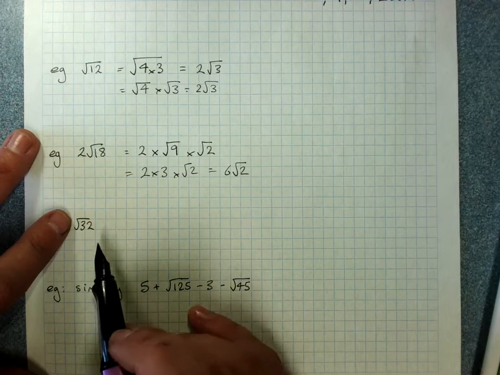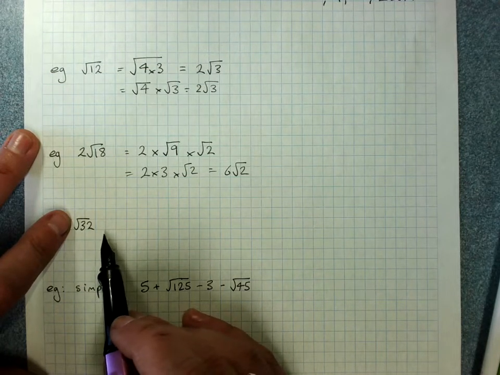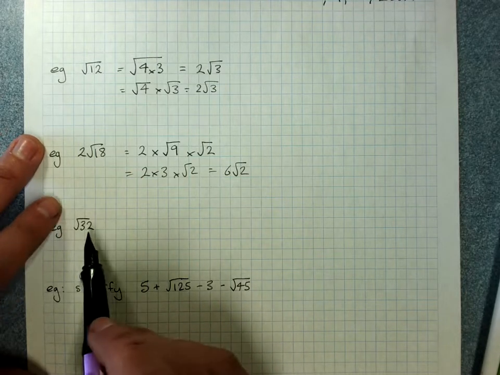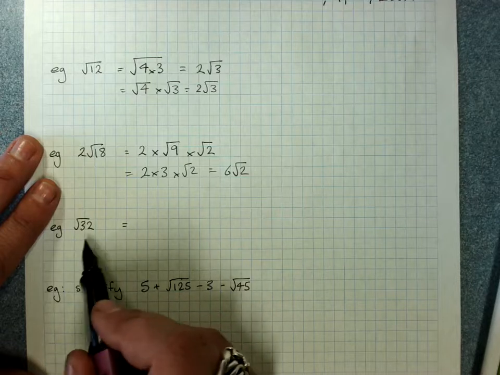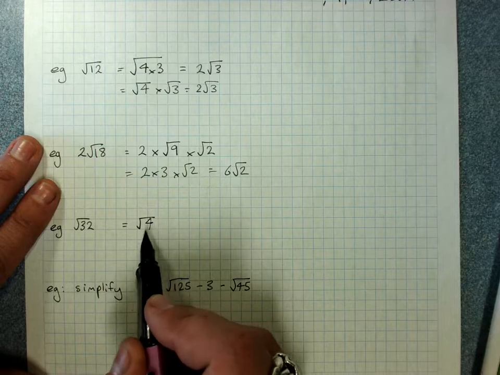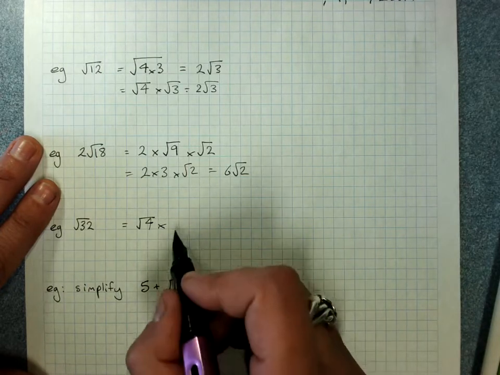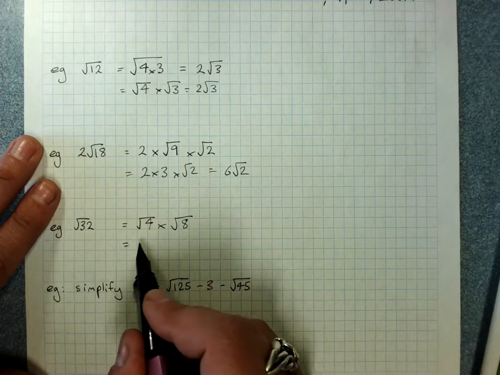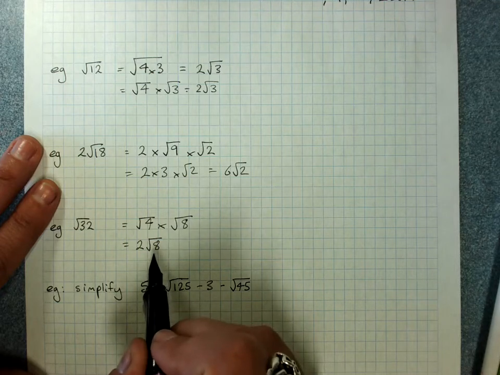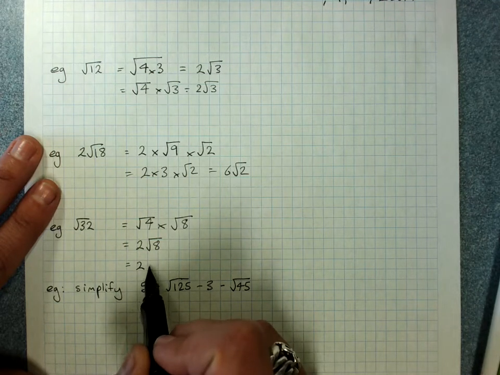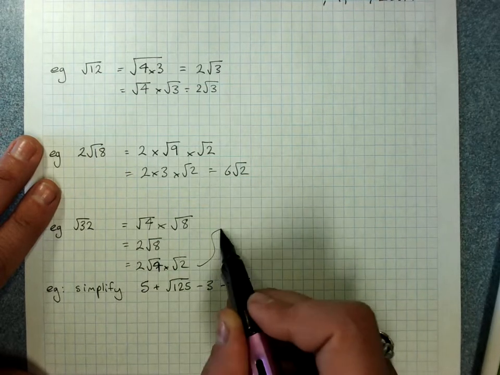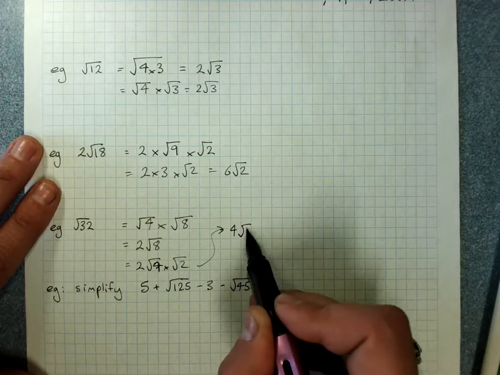Just like simplifying anything else, if you accidentally take a smaller perfect square than the largest one that's a factor, you can simplify again. So the square root of 32, if I looked at that and thought, oh well, that would be root 4 times root 8, then I'd get to 2 root 8. But remember, you can always re-look at root 8 and say, actually 4 goes into that. That would be 2 times root 4 times root 2, giving me 2 times 2 is 4 root 2.